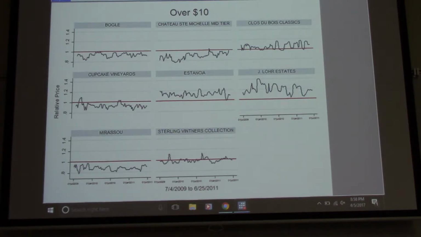Relative price, Cupcake is a little bit lower, Estancia a little bit higher, J. Lo a little bit higher, and again with a lot more variance. Sterling dead on average. Bogle a little bit lower, as with Chateau Ste. Michelle and Mirassou. All right.